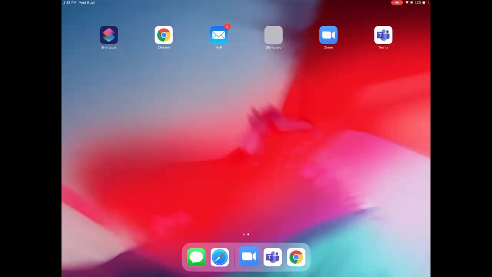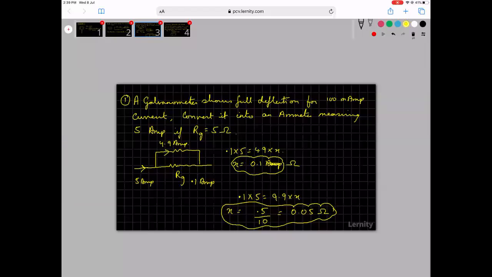Once this is over, here is the next slide. It should have high resistance. An ideal voltmeter has infinite resistance.